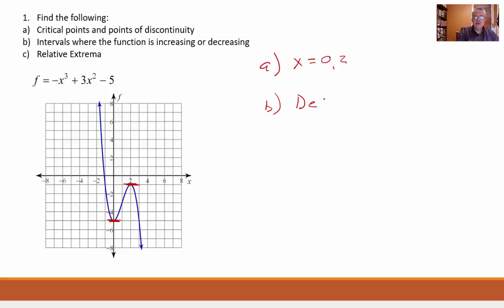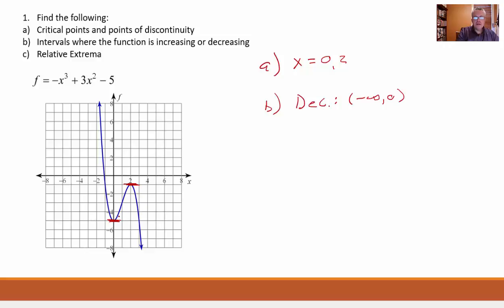Now we're supposed to find intervals where the function is increasing or decreasing. I'm going to put DEC for decreasing. It's decreasing all the way up to x equals 0. The function actually goes to -infinity, and it's decreasing all the way until we get to here. It's kind of like the bottom, the valley. So we can say from -infinity to 0.